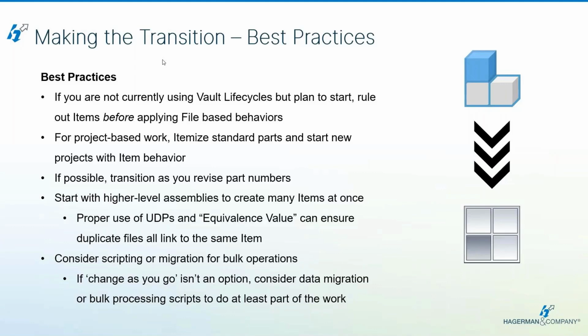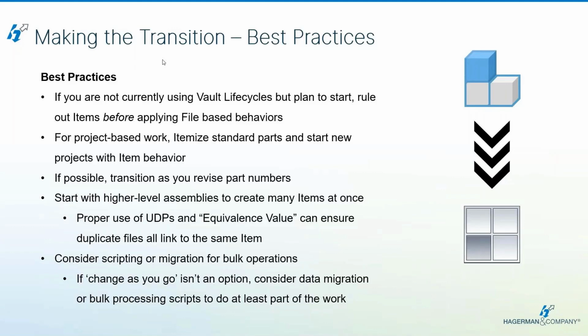When you are transitioning, it's often best to start with higher level assemblies, because that will let you create many items at once, right? Because when you assign an item to a file in Vault, it needs to build the bill of materials for that entire structure. So if I have an assembly that describes 1,000 pieces, and I want to create items of that, starting at a higher level, even potentially at the top, could end up with a lot of created items without a lot of clicking, right?